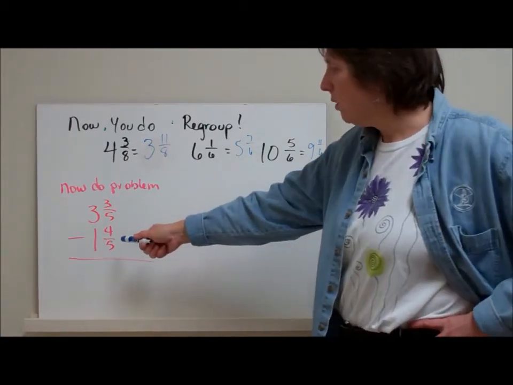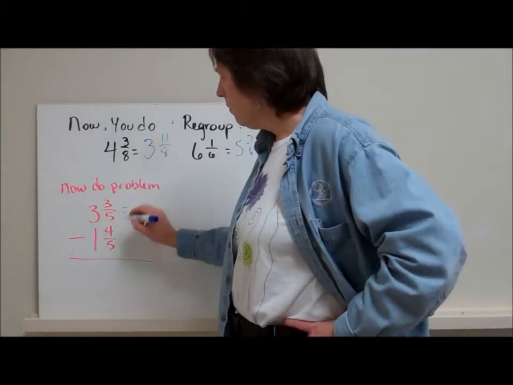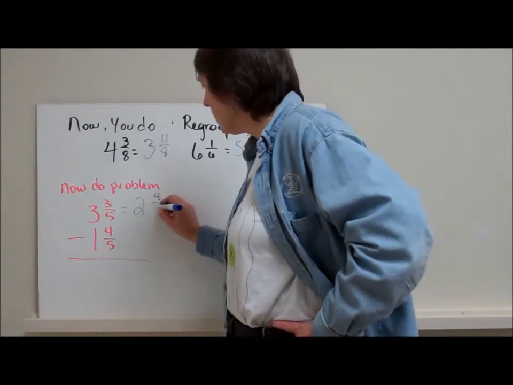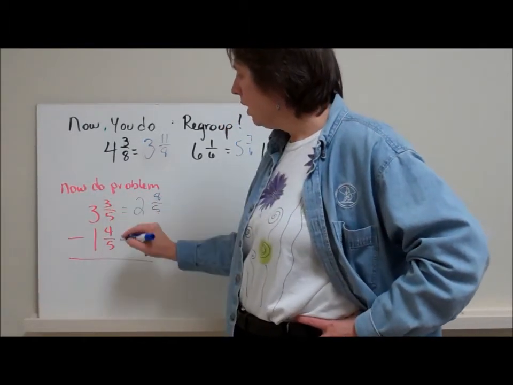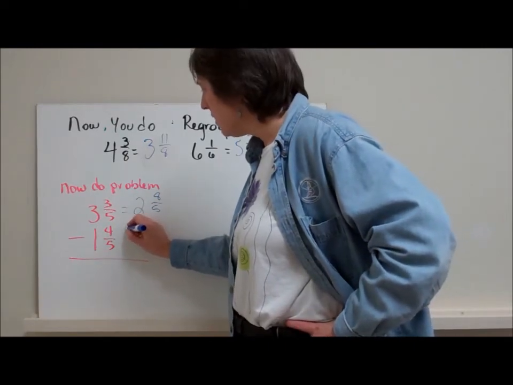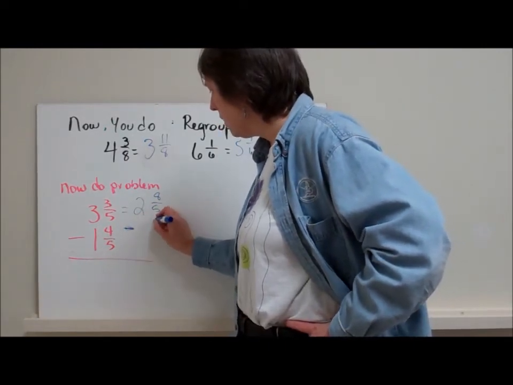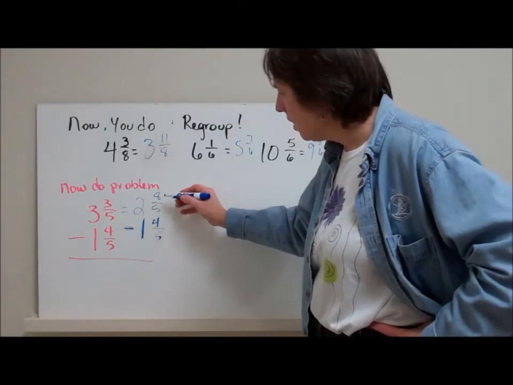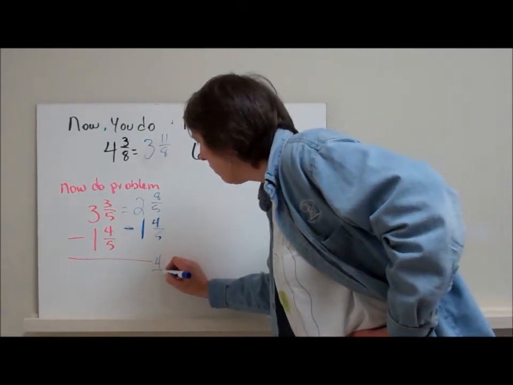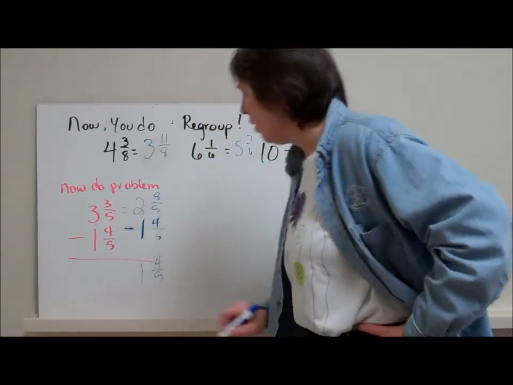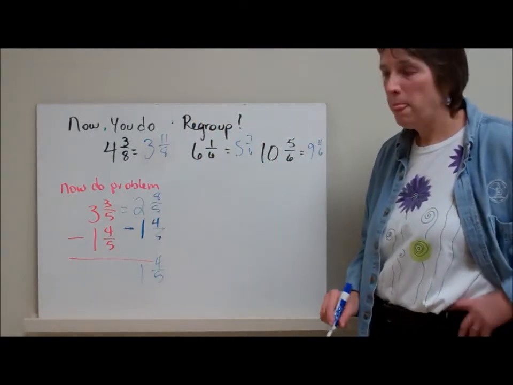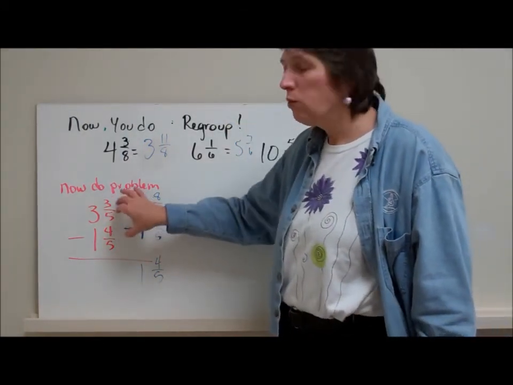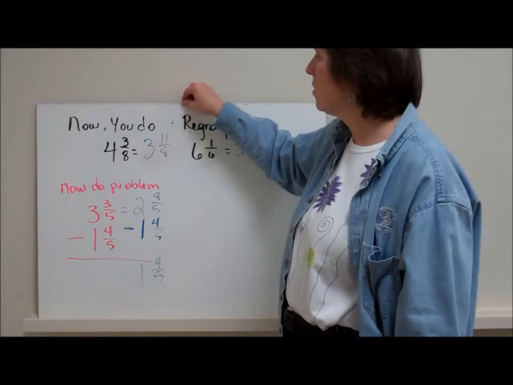Now let's do the problem. We're going to regroup, and we're going to write 2 and what? 8/5, because I have to borrow, regroup, to be able to subtract. Bring over my subtraction sign, minus 1 and 4/5. Now, I always start with the fraction. 8 minus 4 is 4/5. 2 minus 1 is 1. 1 and 4/5. So here you don't need a common denominator. We're just regrouping so that we can subtract the fractions.